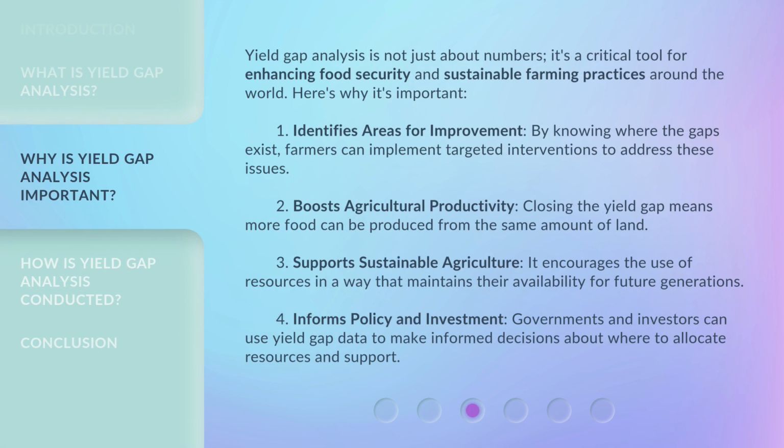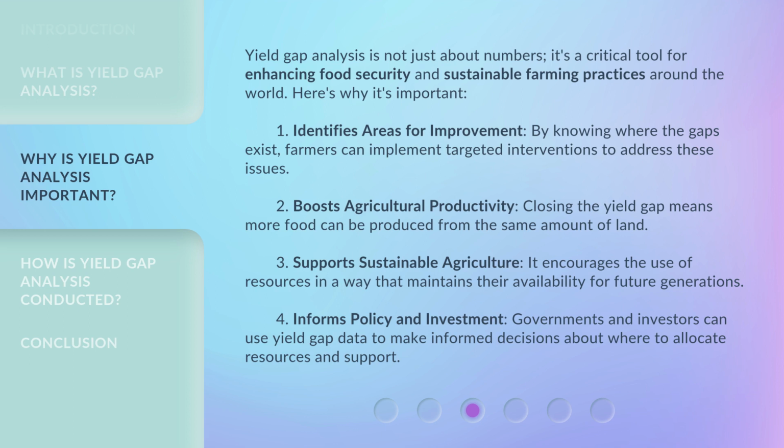Yield gap analysis is not just about numbers. It's a critical tool for enhancing food security and sustainable farming practices around the world. Here's why it's important. 1. Identifies areas for improvement. By knowing where the gaps exist, farmers can implement targeted interventions to address these issues. 2. Boosts agricultural productivity. Closing the yield gap means more food can be produced from the same amount of land.